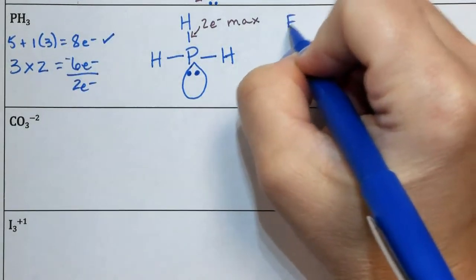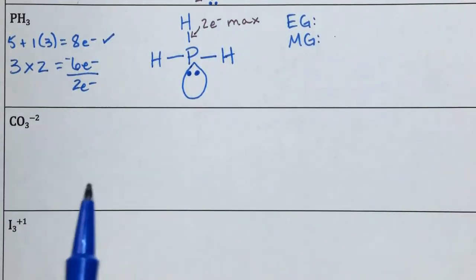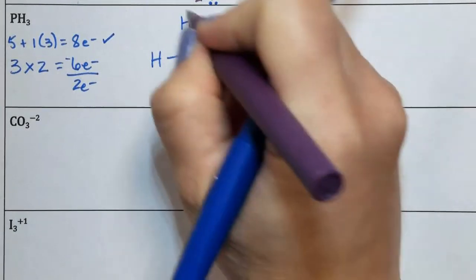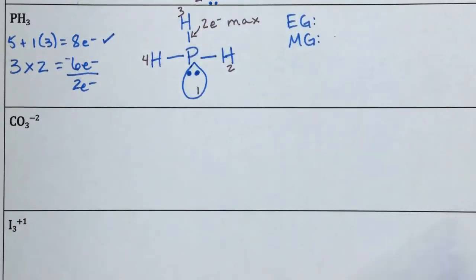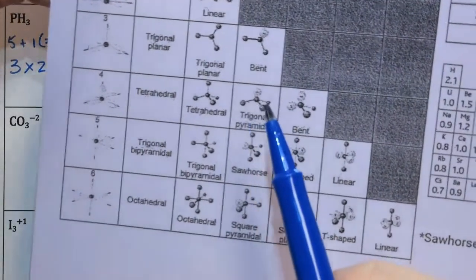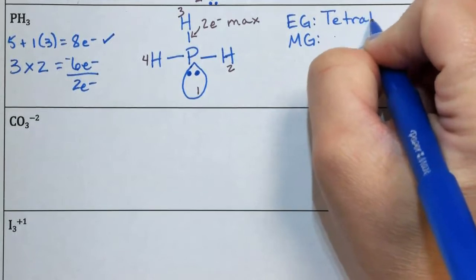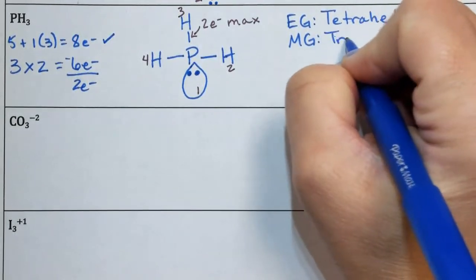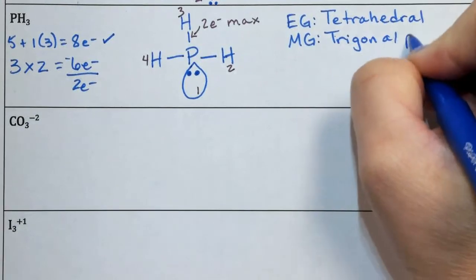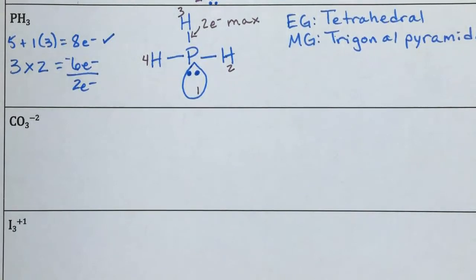Now I can look up the electron geometry and the molecular geometry. I have a total of 1, 2, 3, 4 things surrounding the center. So when I look at my electron geometry, I have 4 things around the center. That's called tetrahedral. And because this one has 1 alien head on it, its molecular geometry is called trigonal pyramidal. So this is called tetrahedral, and this is called trigonal pyramidal. And there's your answer for PH3.